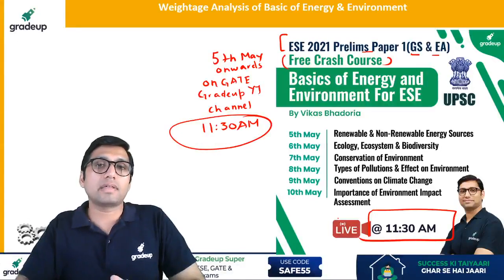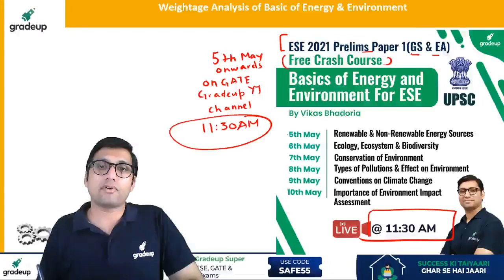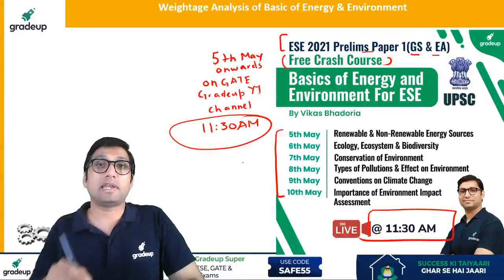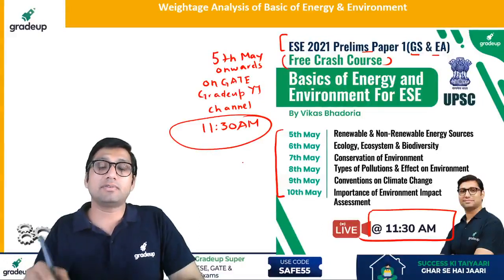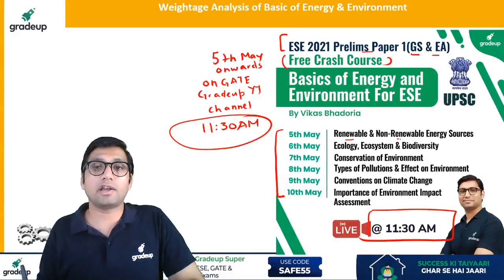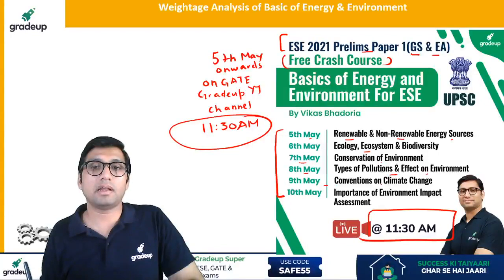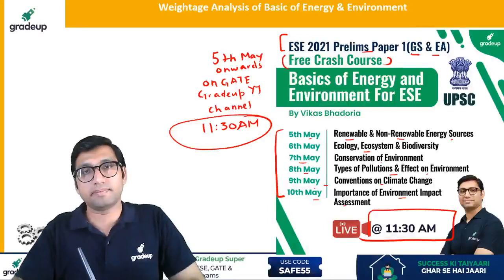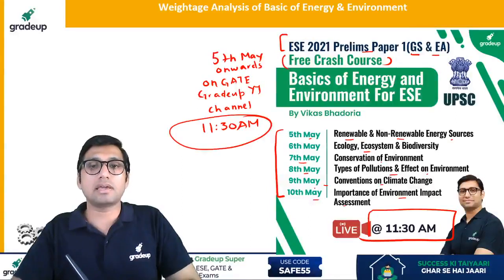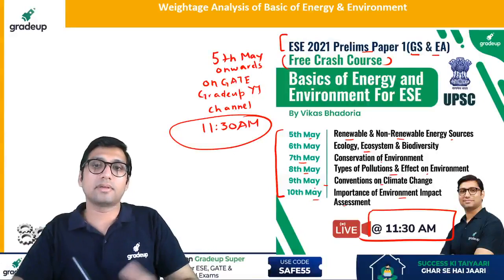I will be starting with the subject of basics of energy environment from 5th of May to 10th of May, taking 5 to 6 lectures. Firstly, I will take the lecture on renewable and non-renewable energy resources on 5th of May. Then there will be lectures on ecology, ecosystem and biodiversity, and on conservation of environment. On 8th of May it will be types of pollution and effect on environment, 9th will be convention on climate change, and 10th will be importance of environment impact assessment. So these are the 6 classes that I will be taking in this series.